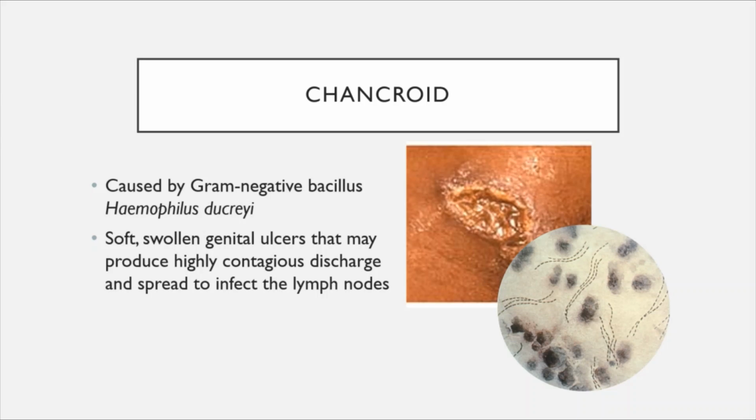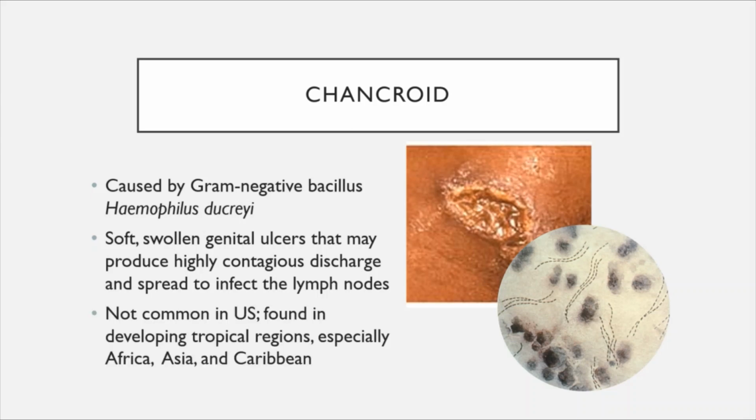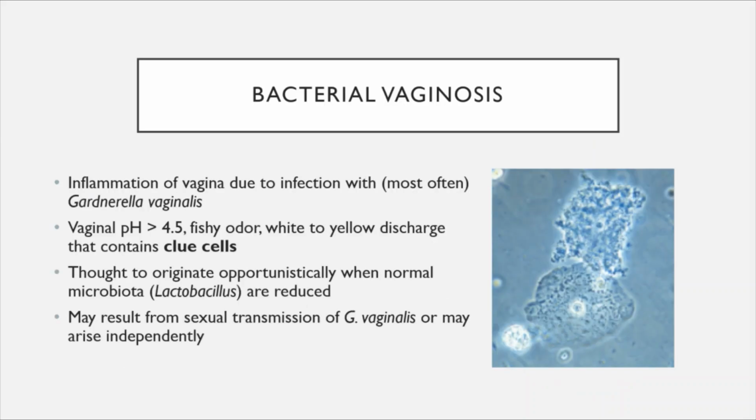And our final bacterial disease is bacterial vaginosis. This disease causes inflammation of the vagina due to infection with a variety of different pathogens, but most often it's caused by Gardnerella vaginalis. The result of this disease is a vaginal pH of over 4.5, accompanied by a fishy odor, white to yellow discharge that specifically contains clue cells.